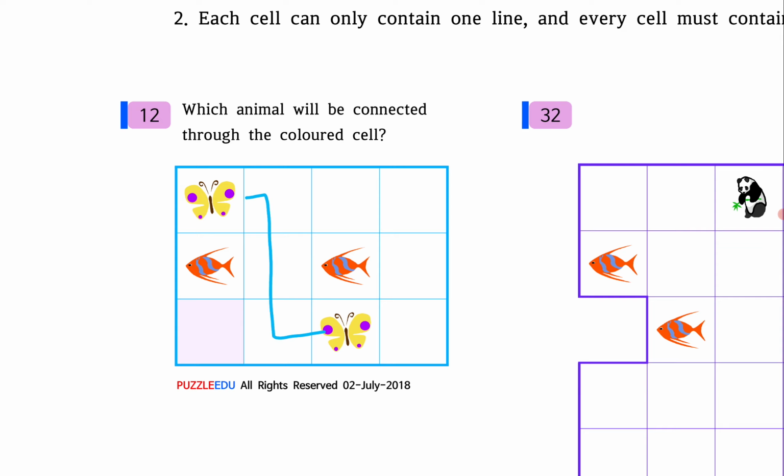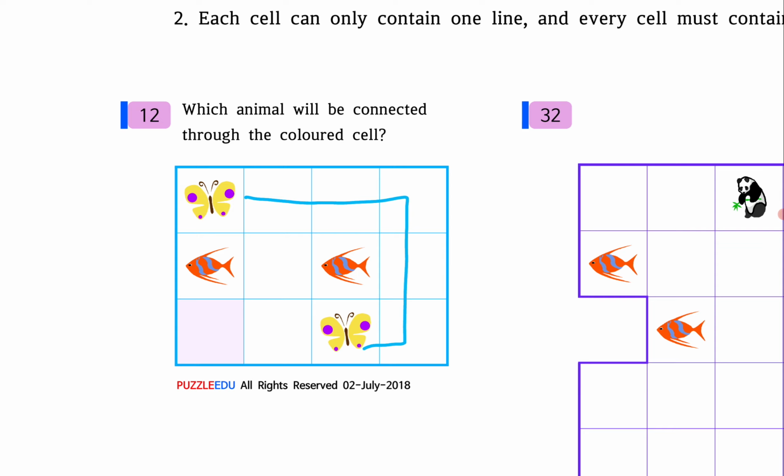Now, if we do that, well, we have a problem, right? We have no way of connecting the fish, right? We can't cut through another line. That'd be wrong, okay? So we know that that is not the answer. That tells us that for the butterflies, we have to take the longer route back here, okay?